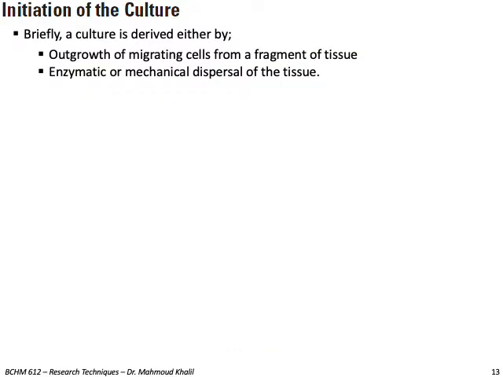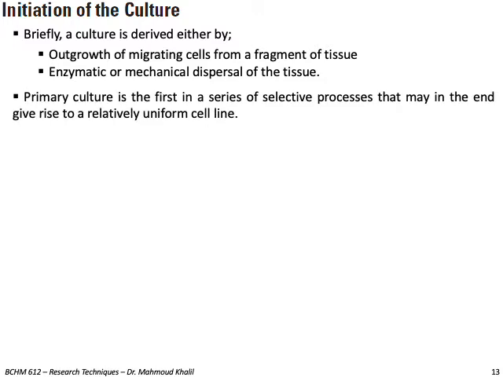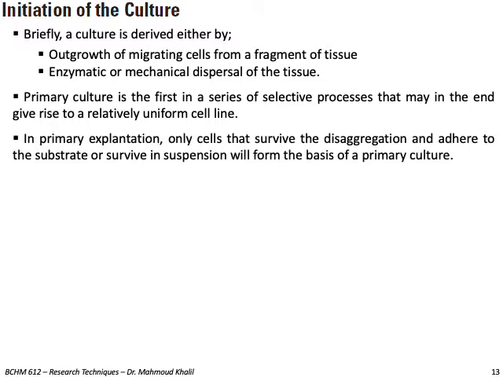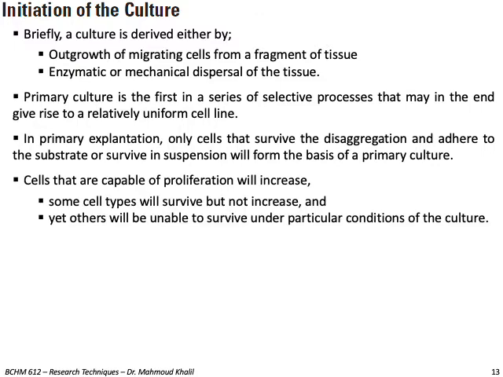Initiation of the cell culture. Briefly, a culture is derived either by outgrowths of migrating cells from a fragment of tissue or by enzymatic or mechanical dispersal of the tissue. The primary culture is the first in a series of selective processes that may in the end give rise to a relatively uniform cell line. In primary explantation, only cells that survive the disaggregation process and adhere to the substrate or survive in suspension will form the basis of the primary culture.